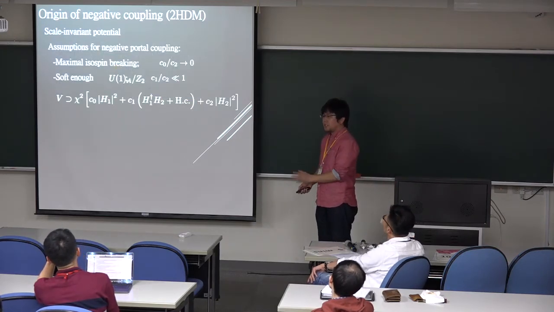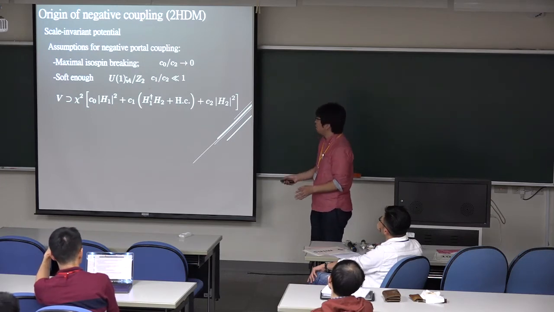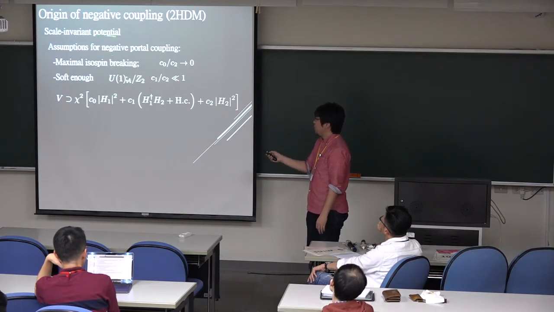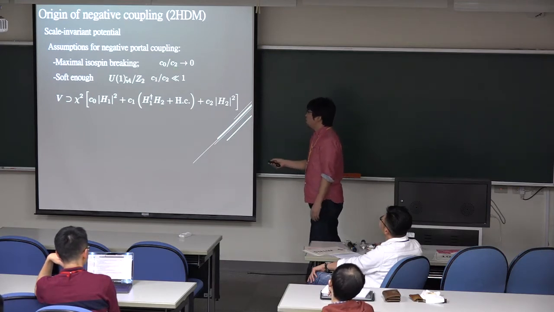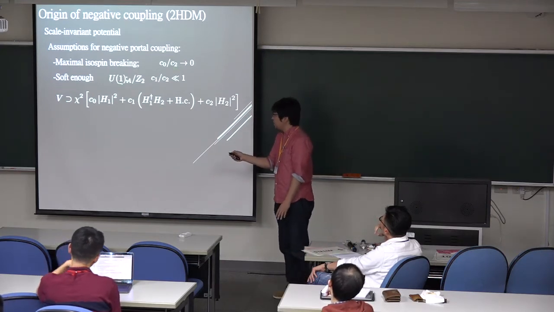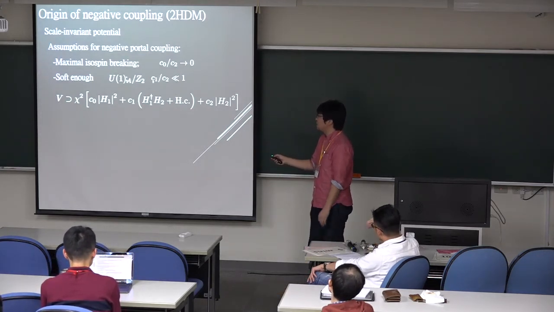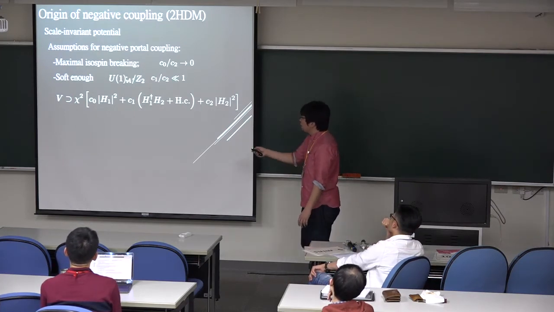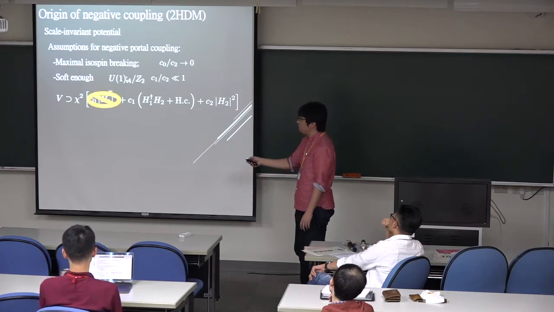But the assumptions to realize the electroweak breaking here are the following. First, you have to assume that the maximal Z2 breaking, which is nothing but C0 over C2, is 0. And also, you have to have soft enough U1 axial or Z2 breaking, which can be realized by C1 over C2 being small enough. Namely, from this first requirement, you have to neglect this term.